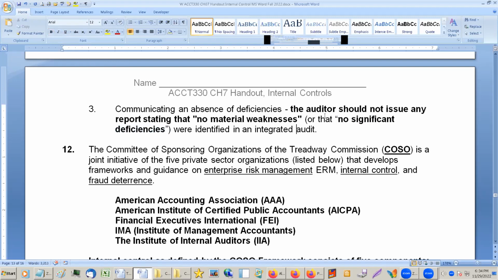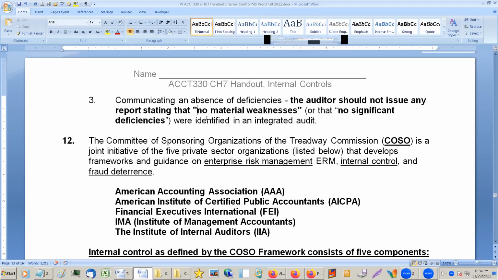You cannot issue a report or make a statement that no material weaknesses were identified. And there's a good reason for that. People might think that there's absolutely no problem with internal control. And remember, in auditing, we have reasonable assurance. So even though we were looking for things that are material or significant, we may not have found them. You cannot issue a report saying that there are no material or significant weaknesses.